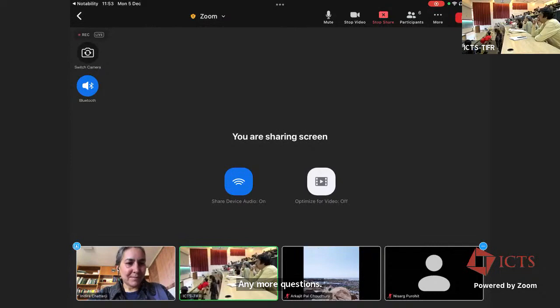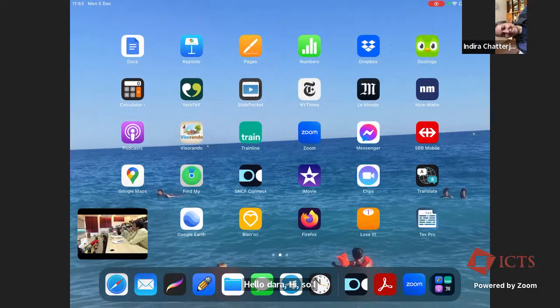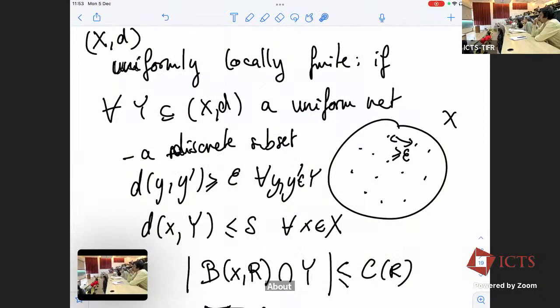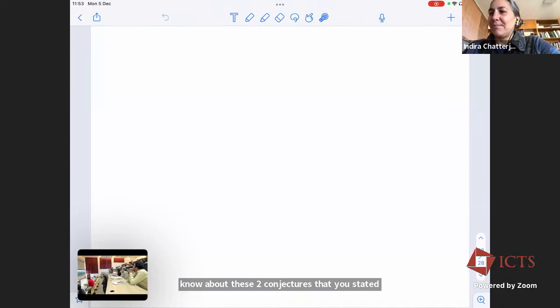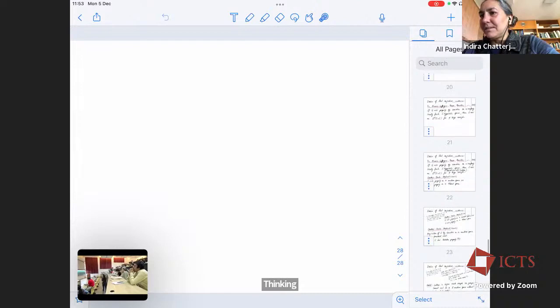Hi. So I kind of missed the point about these conjectures. Can you tell me how far, like, what all do you know about these two conjectures that you stated? I don't know that much. It's kind of wishful thinking, I guess. Those are the conjectures that are here.